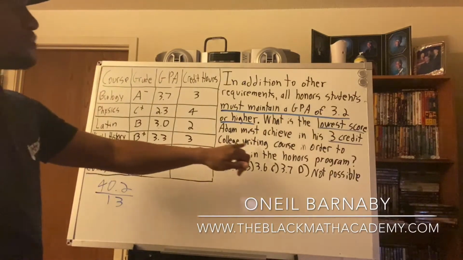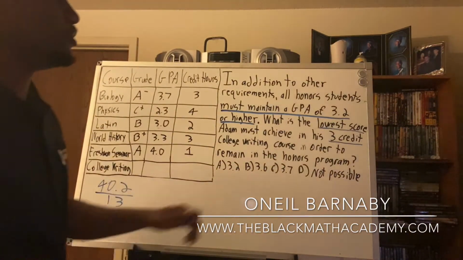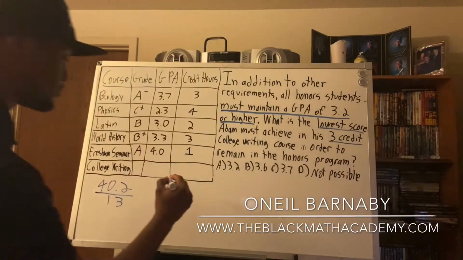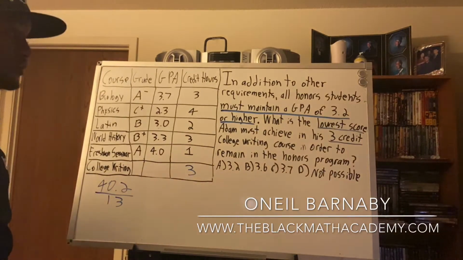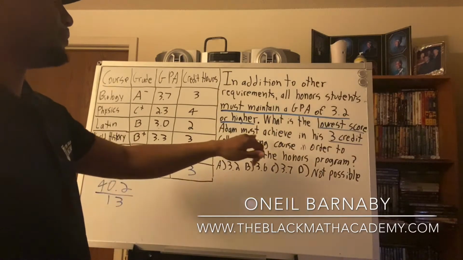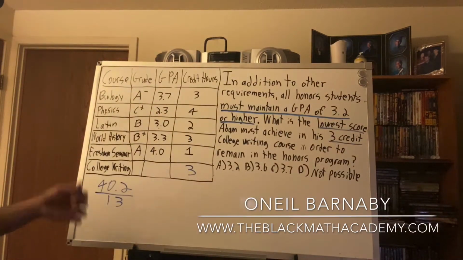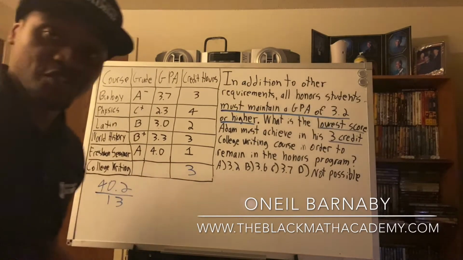He has a college writing course, which is blank on his report card here. We know that it's a 3-credit course. So within 3 credit hours, we're going to put 3 here. What we're trying to look for is the lowest score, or the GPA, that he would need to be able to maintain his honor roll status. So that's this value here, which we don't know.